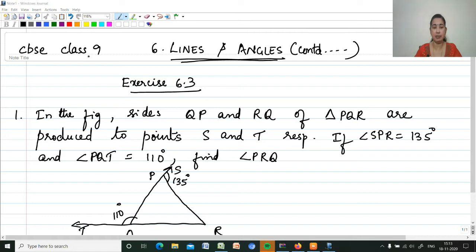Today I am discussing CBSE Class 9 Chapter 6 Lines and Angles. We are continuing the chapter, moving on to exercise 6.3.